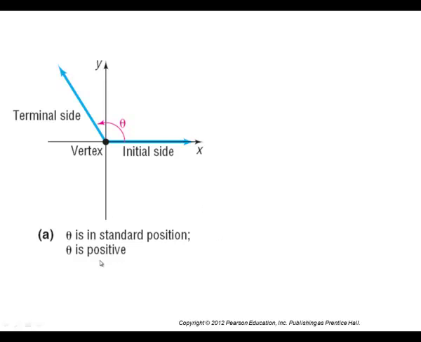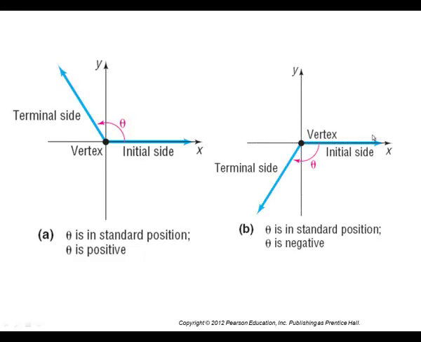Theta is in standard position, and theta is positive. So here we have the XY coordinate plane. Again, the initial side is always on the positive x-axis. The vertex is at the origin, and then the terminal side is where the angle ends. So this would be angle theta. Here, again, the initial side is on the x-axis and the vertex is at the origin, but now the angle is negative, and it ends at, again, the terminal side.